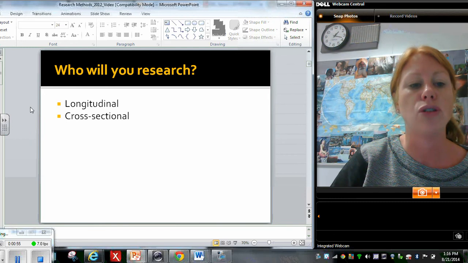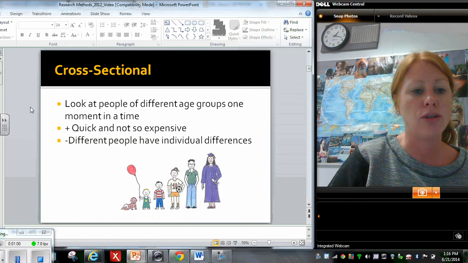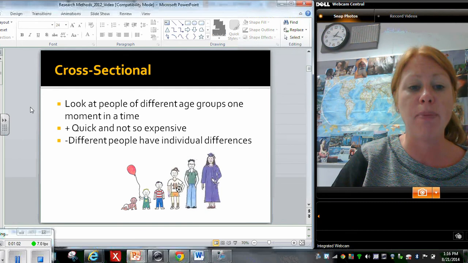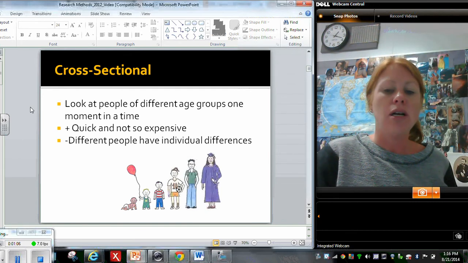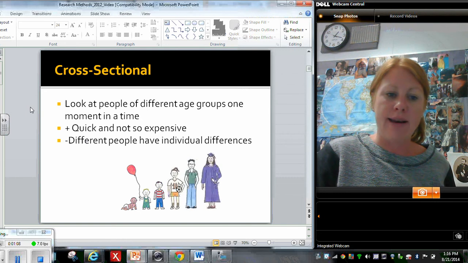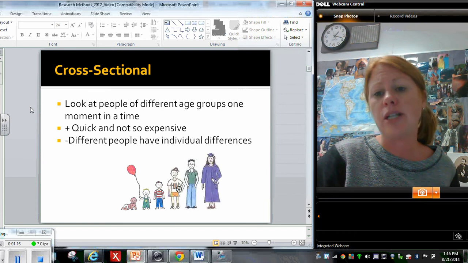Is it going to be a longitudinal study or cross-sectional study? A cross-sectional study is going to look at a group of people of different age groups, and you're going to look at them at one particular time. Usually these studies are quick and not expensive. However, you're looking at a different group of people and how maybe that particular situation impacts them.